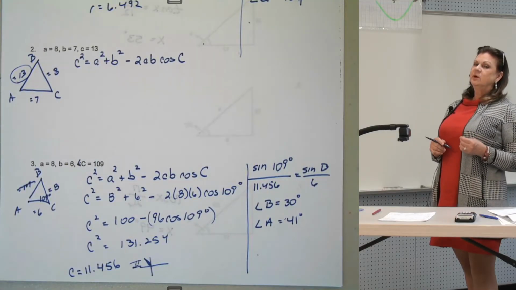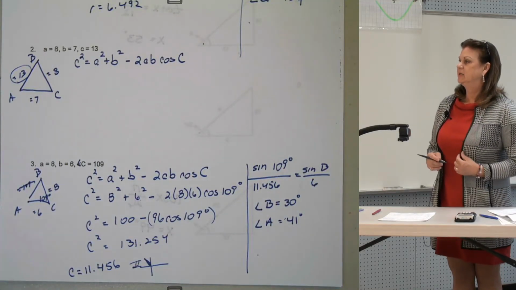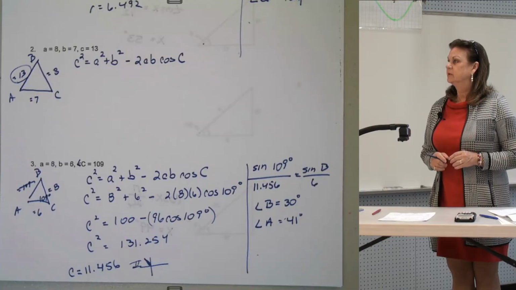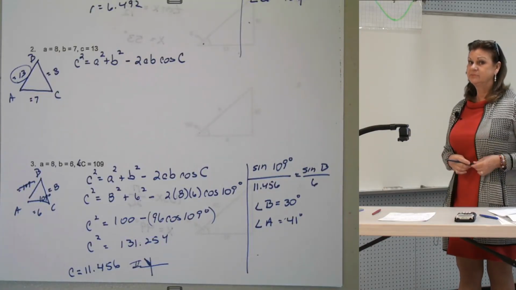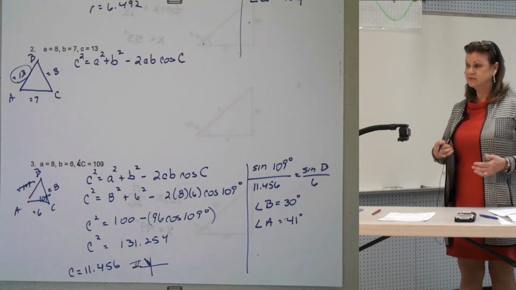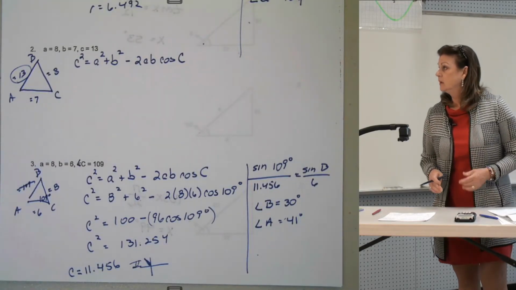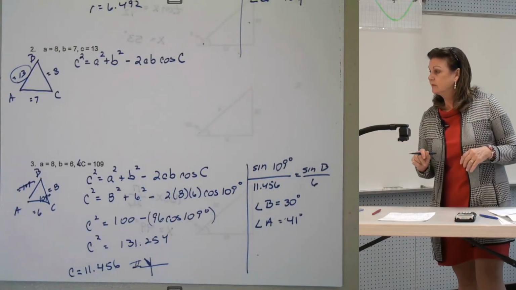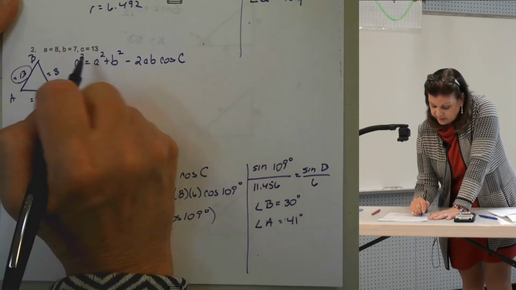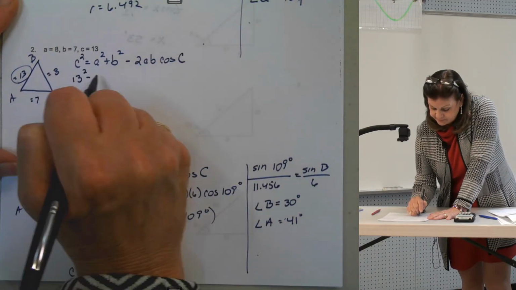So the question is, why would I choose to find C first? Well, I know it's the longest side, therefore it might be obtuse. I don't want to depend on law of sines because that's not going to work for me. So I'm going to use law of cosines, and then if it is obtuse, I know I'm covered. That's why I'm starting here. So we have 13 squared.